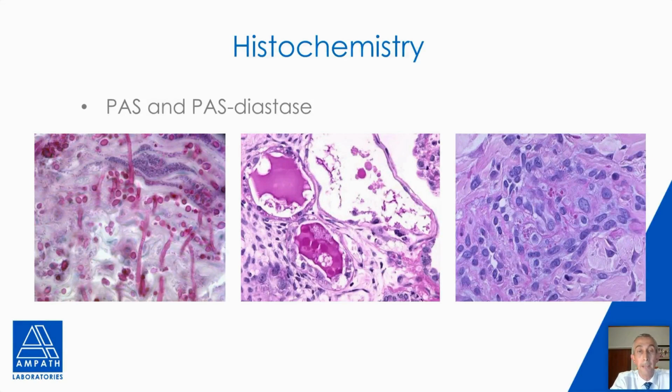In the center, the PAS diastase stain identifies neutral mucin within glandular lumina in a case of adenocarcinoma of the lung. And on the far right, if one has a closer look, one can see small eosinophilic globules highlighted with PAS histochemistry. This is a case of Kaposi sarcoma.